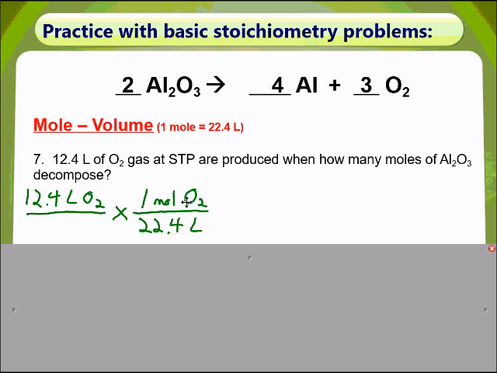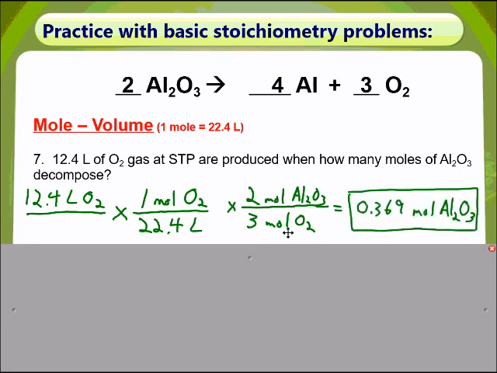That's step 1. Step 2, convert from moles of oxygen to moles of aluminum oxide. Put the numbers from the balanced equation where they go, so 3 moles of oxygen, 2 moles of aluminum oxide. That's all they asked for, so we don't need step 3. We can do the math now. So 12.4 times 1 times 2, divide by the stuff on the bottom. That gives us 0.369 moles of aluminum oxide.